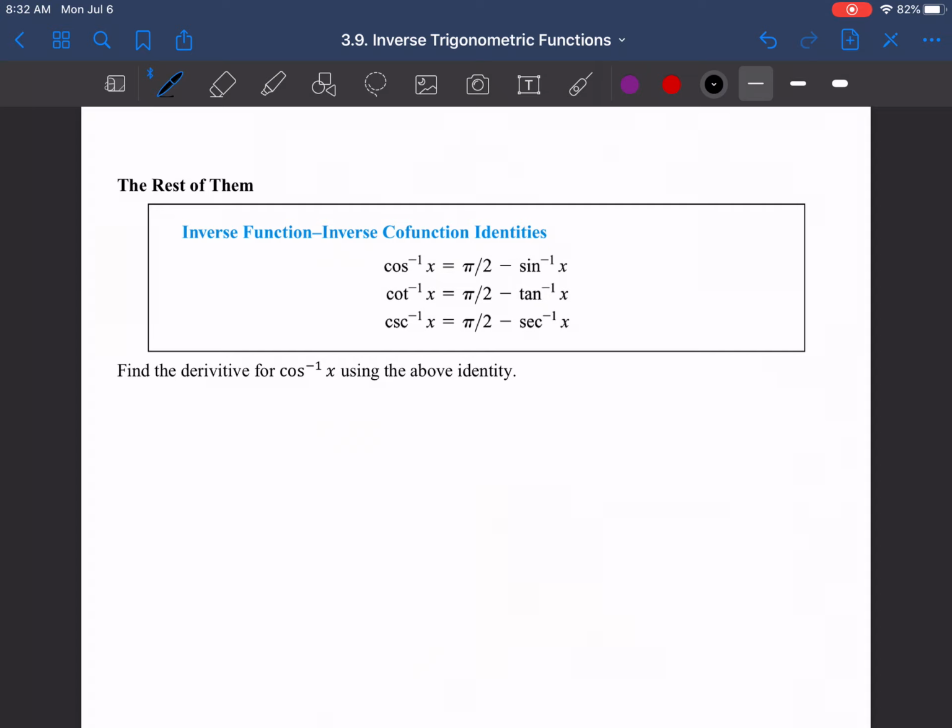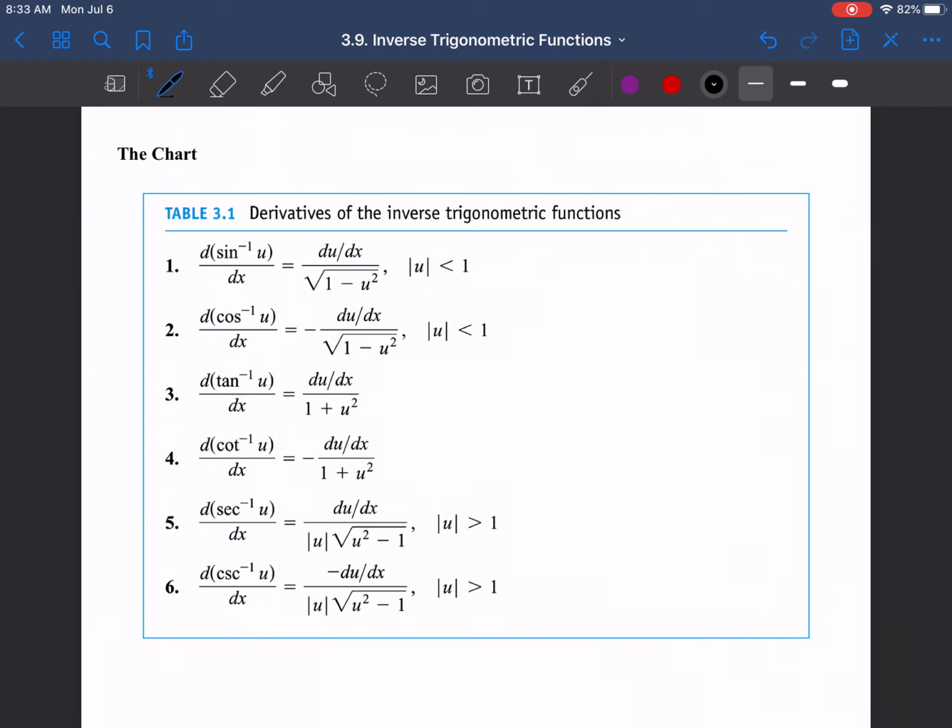So inverse functions and inverse cofunction identities. Make sure that you remember these. You can actually use these to do some of them. So I want you to try this: find the derivative for the arc cosine of x using the above identity. Try doing that, and then we move down slightly and you try and find it out. The next page will tell you if you get it right, because the derivative of the arc cosine is right there in this chart.